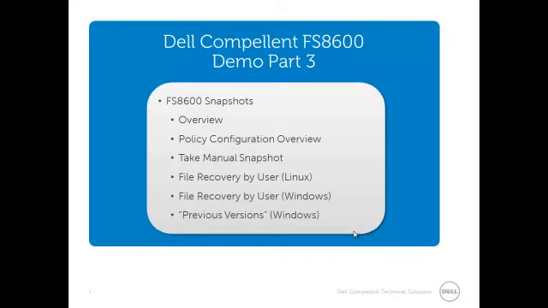The FS8600 provides file-level snapshot capability. These are point-in-time copies of the NAS volume at the time the snapshot was taken. Snapshots allow for data protection and rapid data recovery by the administrator and end users by making the snapshot contents available on disk as read-only content. In this video, I will provide an overview of the available snapshot policies as well as taking manual snapshots to demonstrate the rapid data recovery capabilities when using FluidFS snapshots.